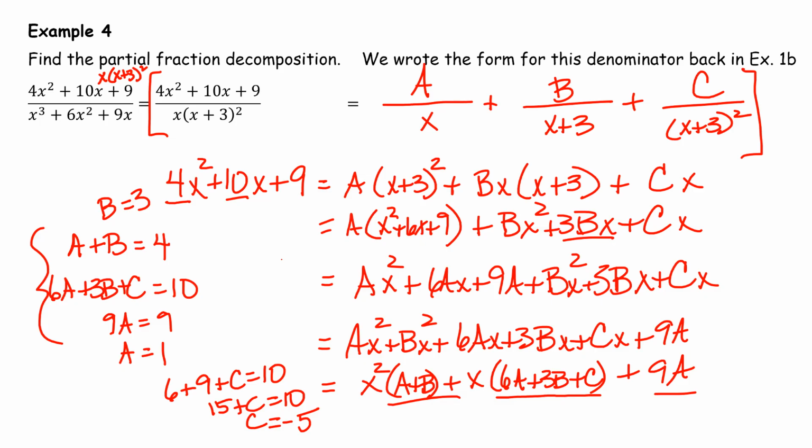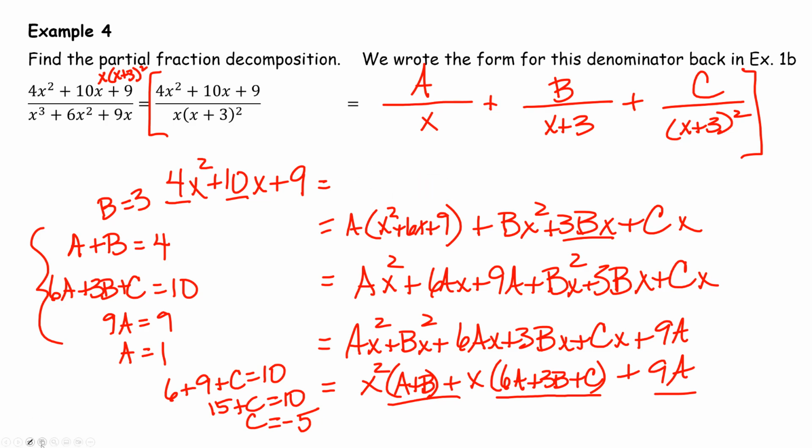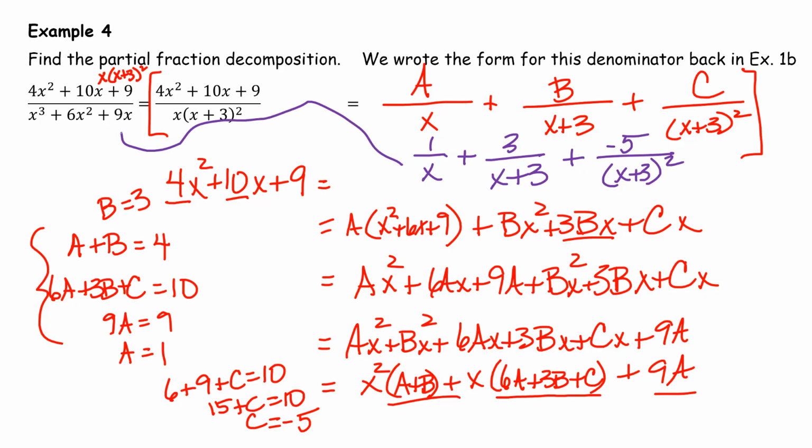And so we have our A, we have our B, we have our C, and now we can write our partial fraction decomposition. To do that, I'm going to have to erase this very first line, so I have room. And I'm going to change my pen color just so we don't get confused. And so A is 1, so 1 over x plus B is 3, 3 over (x plus 3), and then C is negative 5 over (x plus 3) squared. So this is equal to this.